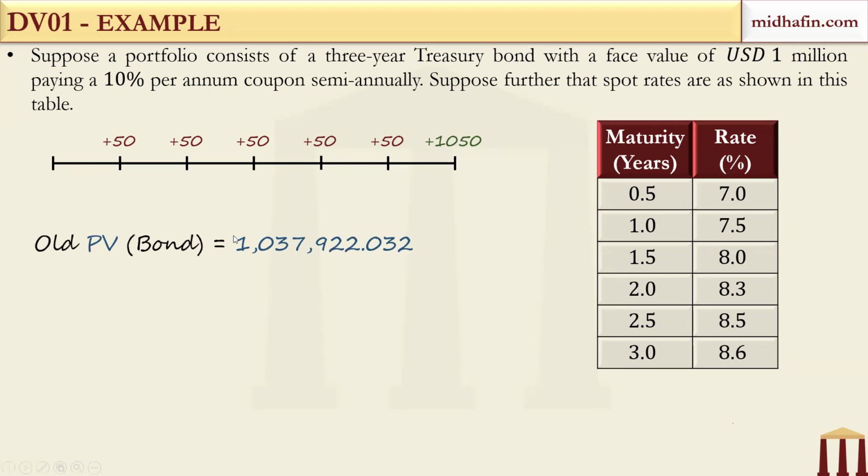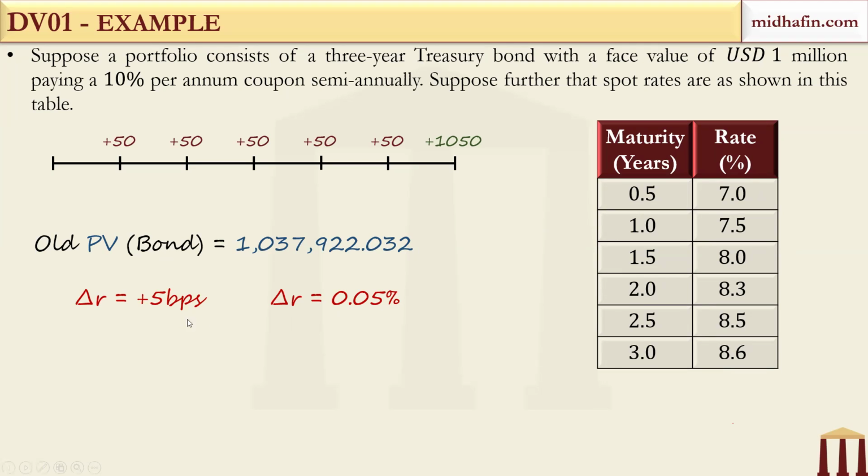Now, the old PV, with these rates, the present value of the bond is $1,037,922.032. It can be calculated. You can apply the formula. These are the rates. Find the present value of all the coupons and add them together. You will find this value. Now, in order to calculate the DV01, I will assume that all the rates increase by 5 basis points. So when this happens, delta R is plus 5 basis points, or in percentage terms, delta R is 0.05%. In decimal terms, delta R is 0.0005.